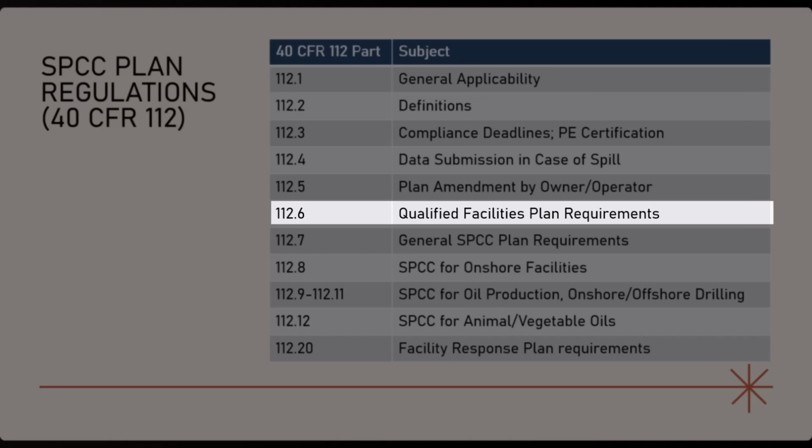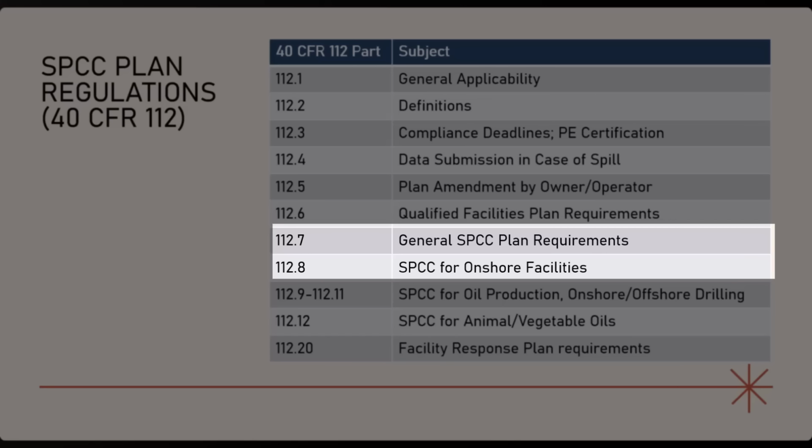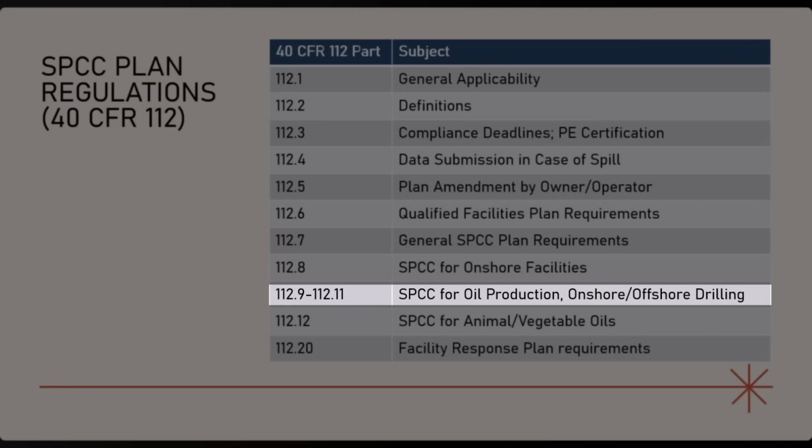Part 112.6 describes the streamlined requirements for qualified facilities, which will be discussed later in this course. Parts 112.7 and 112.8 provide the requirements for a full SPCC, which will also be discussed. Parts 112.9 through 112.11 are the requirements for oil production and drilling. A description of these requirements is beyond the scope of this course.